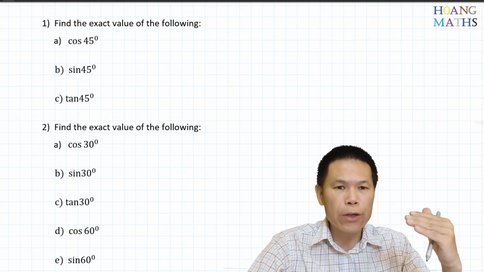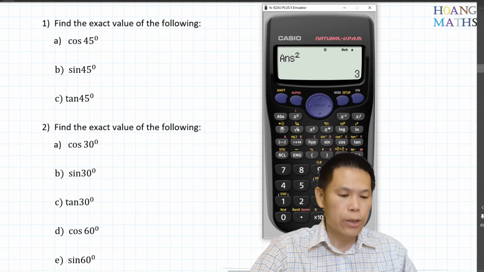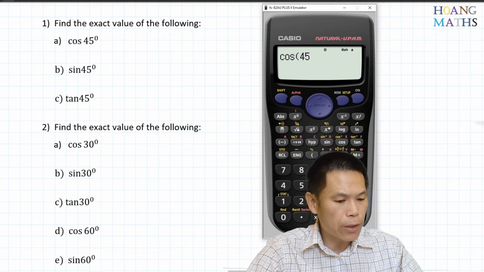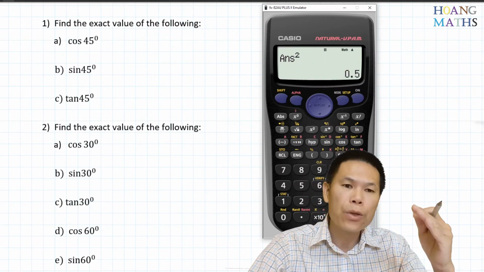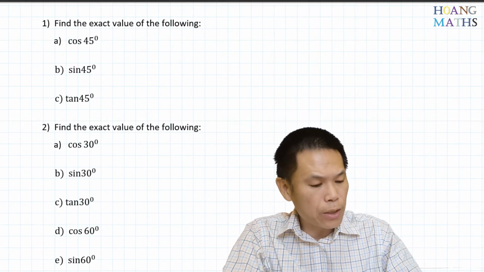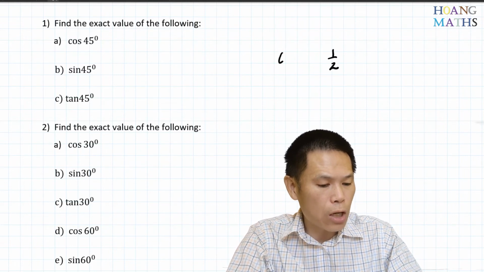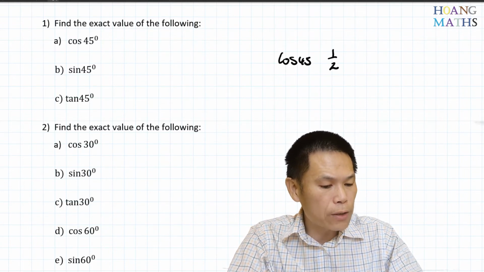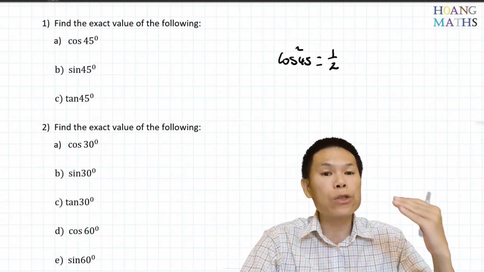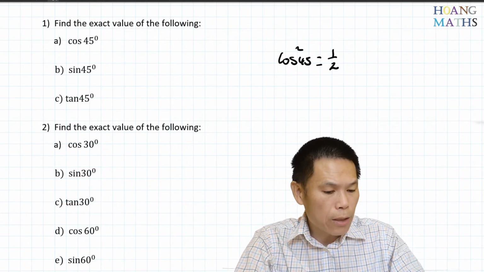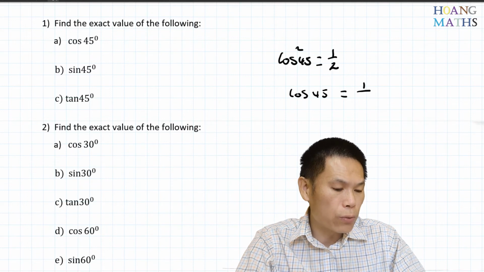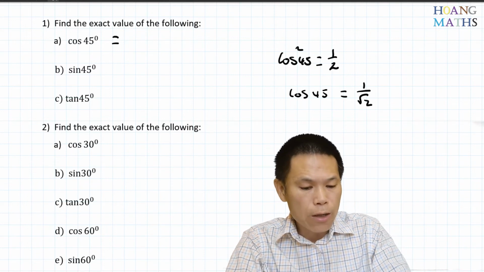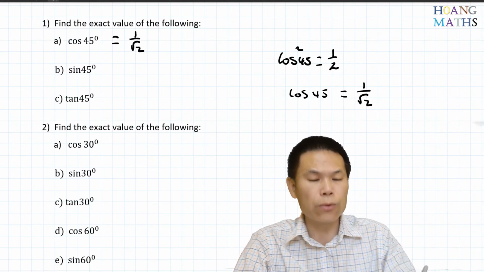So cos of 45 degrees. I just use a calculator. I go cos of 45 equals this. Then I square it. It should give me the answer, a half. So cos of 45 squared is a half. Therefore, I square root both sides. That means cos of 45 is equal to the square root of a half, which is 1 over root 2. So the answer is 1 over root 2.